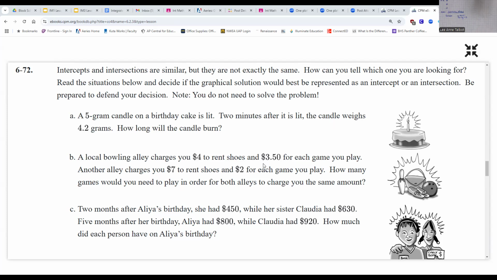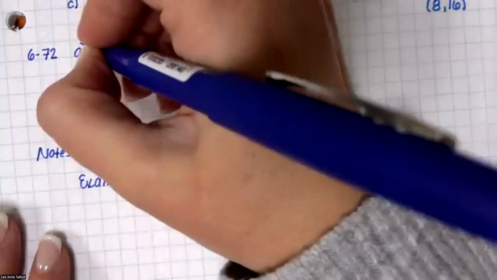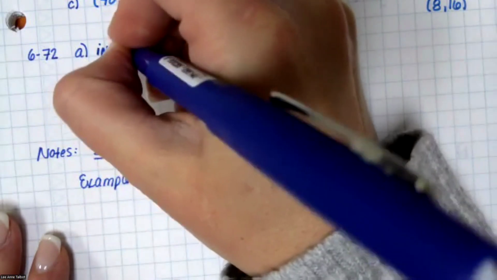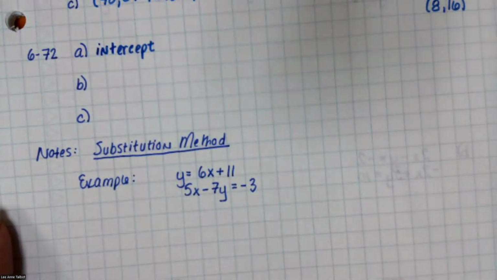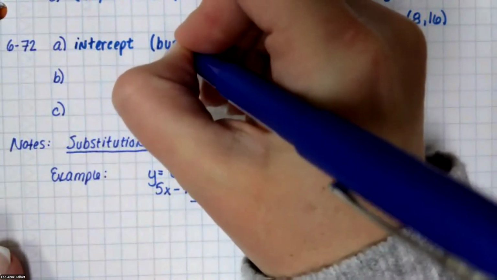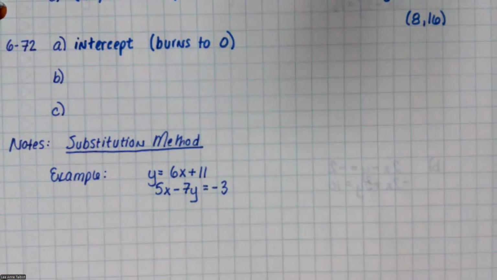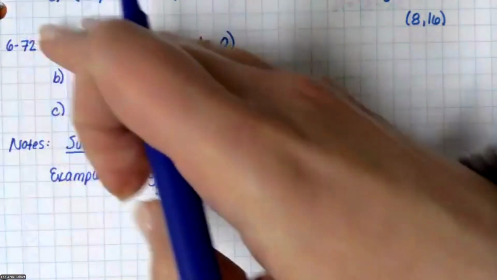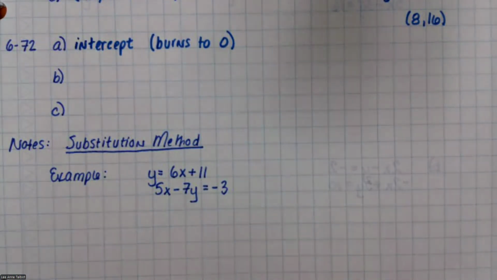Okay, let me give you the very surprising answers. The first one is intercept. Why? Because you want to know when the candle burns to 0, meaning the height 0. So you've got to think about the graph going down. It's burning, and then it's going to go out when it hits height 0.